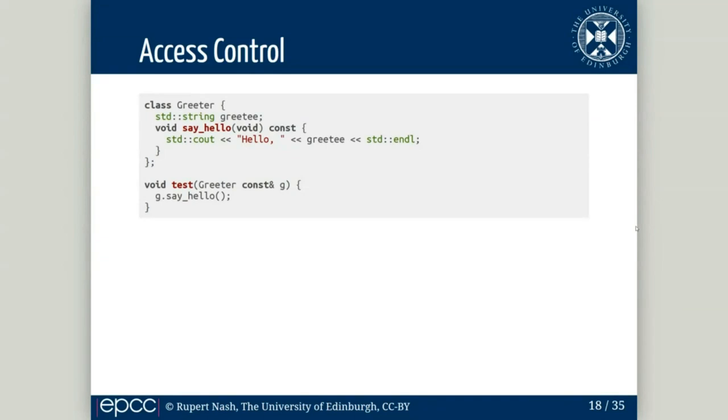because you'll get a compiler error that says something along the lines of, sayHello is a private member of Greeter. So at compile time, not runtime, the compiler knows the privacy of these members of the class, and can raise an error. You don't have to wait until runtime for this to happen. This will actually happen when you compile it, which is great.